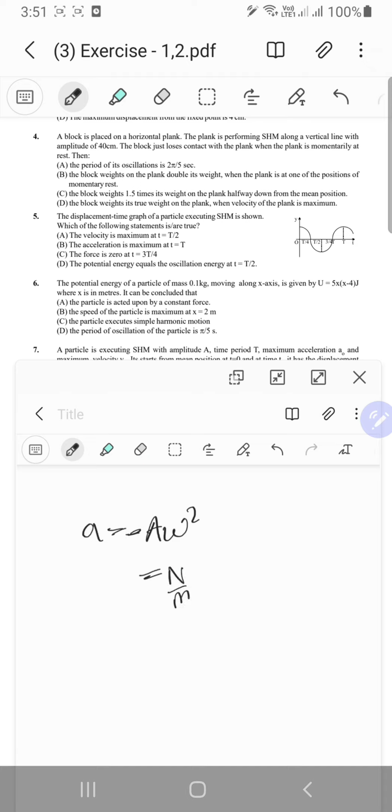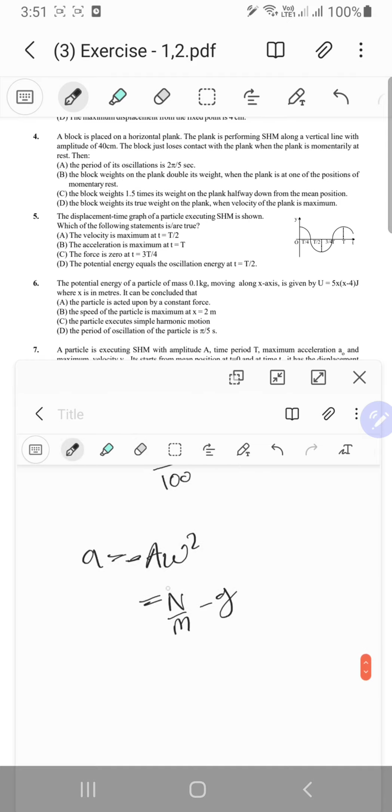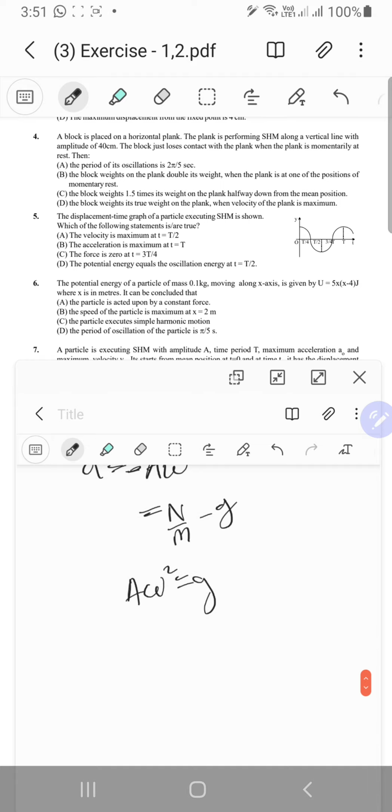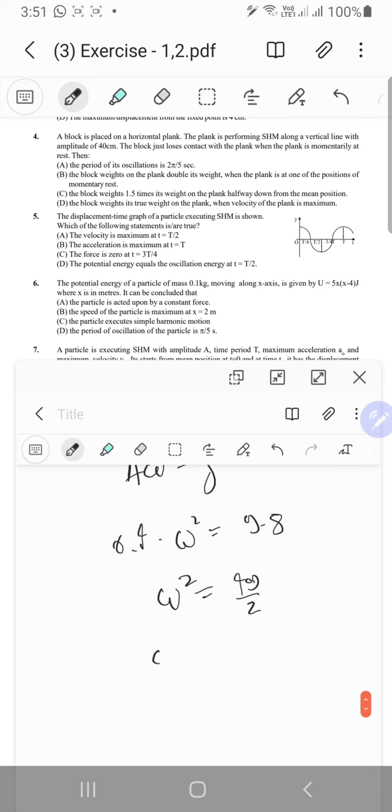So N by m minus g. Yes, that gives g equal to N upon m. Okay, so N is 0 because it loses contact, so it just becomes A omega squared equals g. Amplitude we know it's just 0.4. Omega squared we don't know. g we know it's 9.8. Omega squared is 98 upon 4, which is 49 upon 2, I believe. So omega is 7 by square root 2.